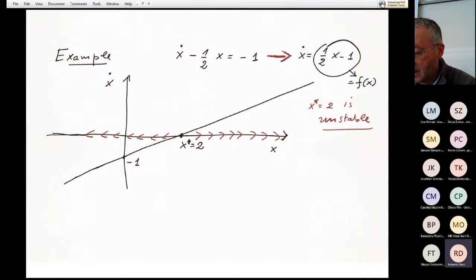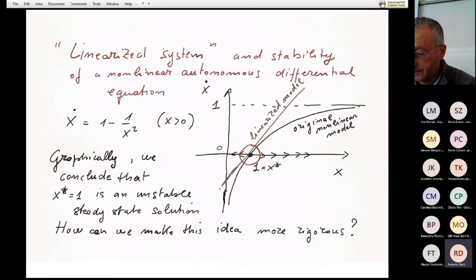How does linearization work? Go back to the first example of the first slide today. X dot is equal to 1 minus 1 over x squared. Remember that the graph was this one. The phase diagram was this nonlinear curve. This is the original nonlinear model. We have a steady state, remember, which is unstable.